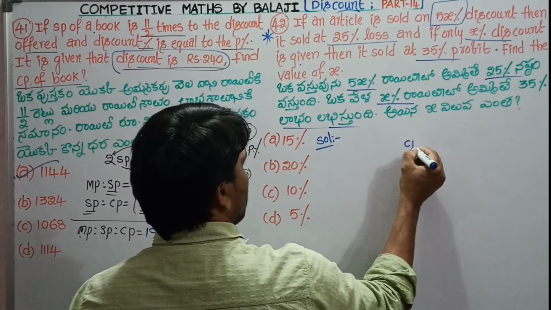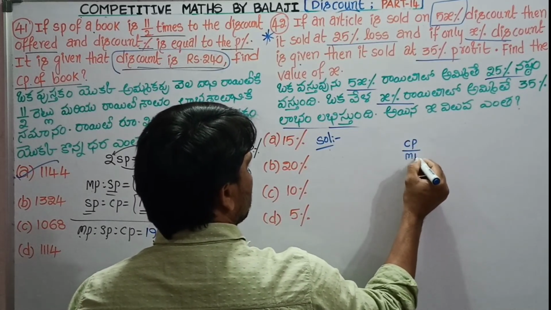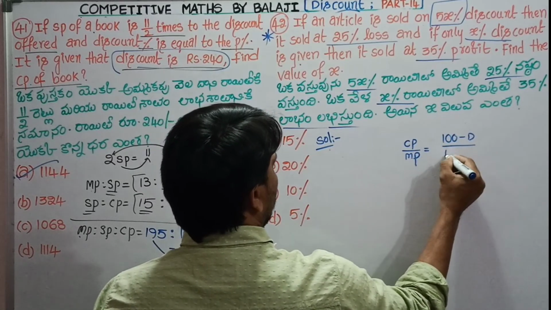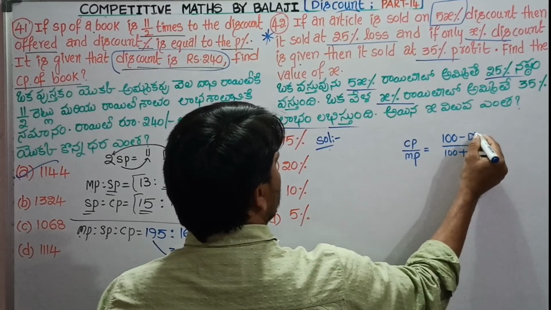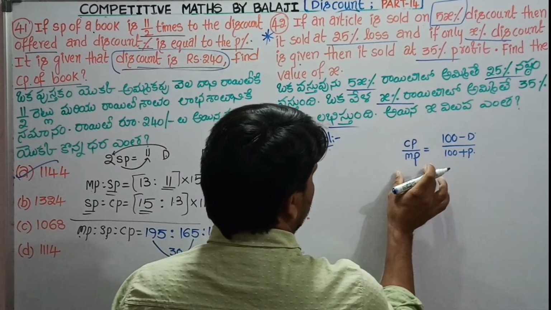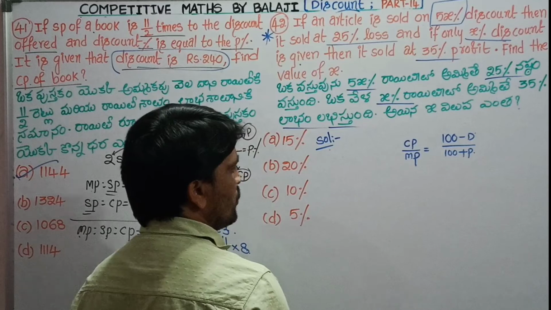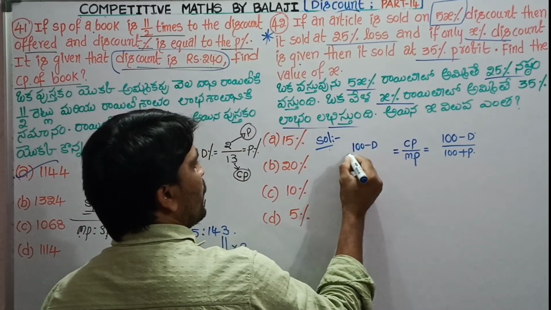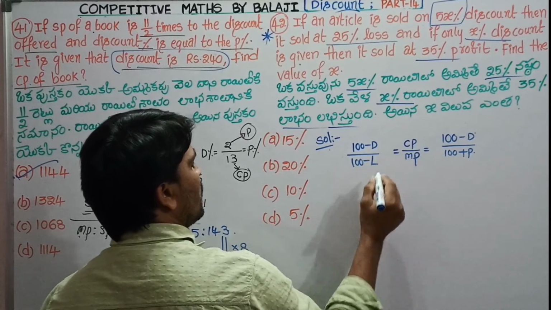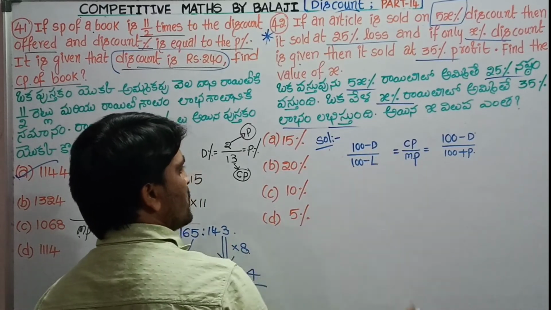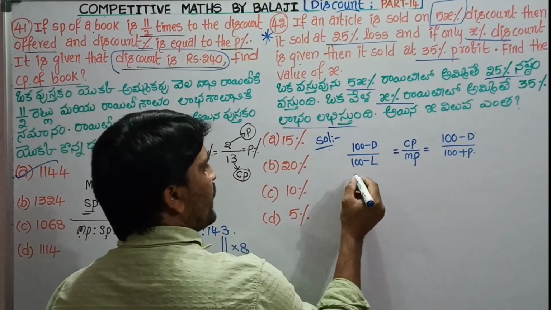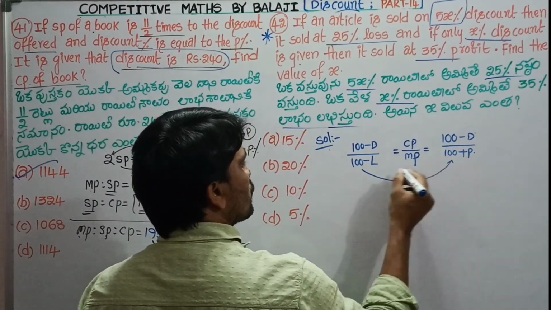Solution. Consider the ratio of cost price to market price. When discount and profit are known, the ratio of cost price to market price is 100 minus d by 100 plus p, which is also equal to 100 minus d by 100 minus l when discount and loss are known. So let us equate these two.